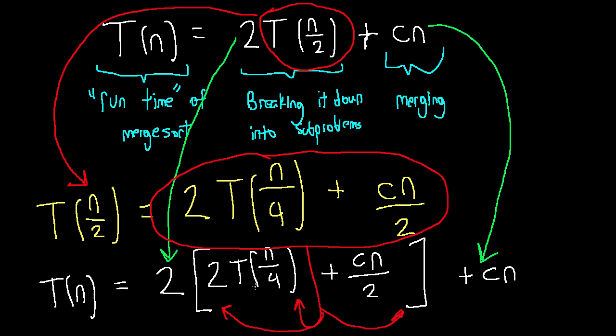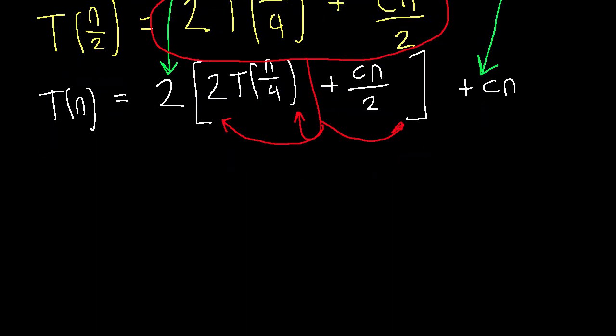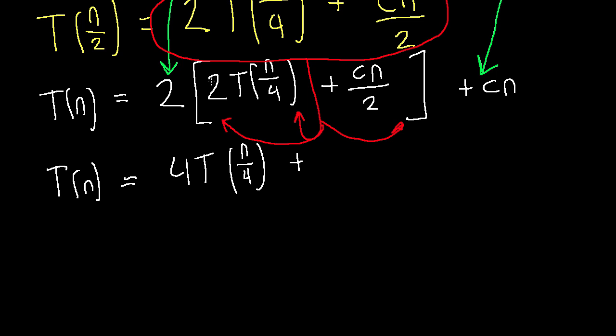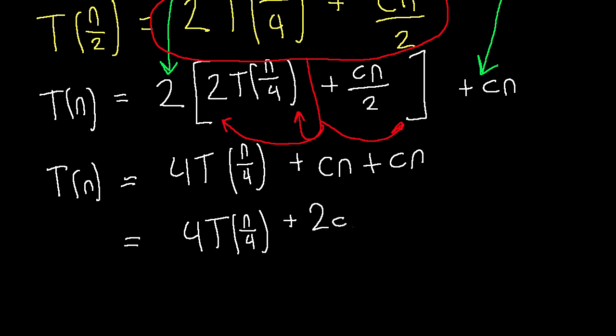Is that enough though? It's not going to be enough. We will need to go through it one more time. One more time, it's going to start to show us a bit of a pattern. So let's go ahead and actually simplify this. I should probably have done that to clean things up. So now T of n is going to be 4T of n over 4 plus, what is this going to be here? Well, the 2 is going to cancel the 2 here. So essentially, we're going to have plus Cn plus Cn. If you want to simplify that even more, 4T of n over 4 plus 2Cn.